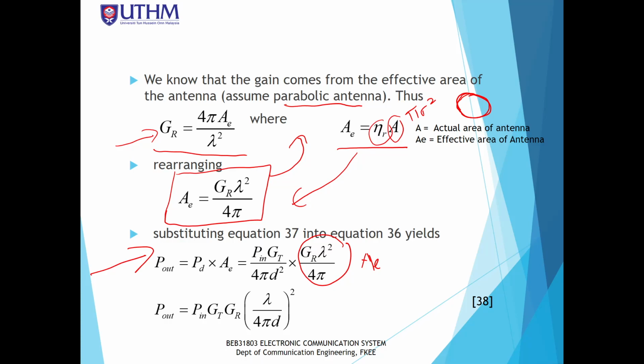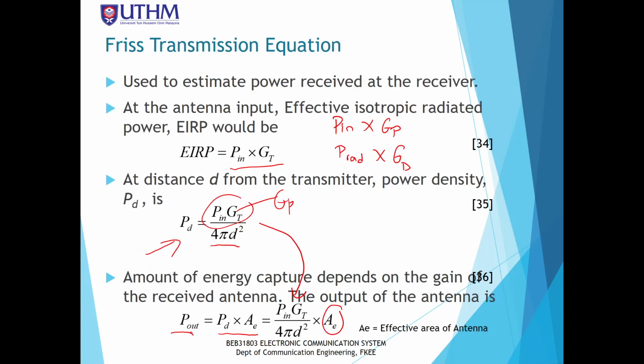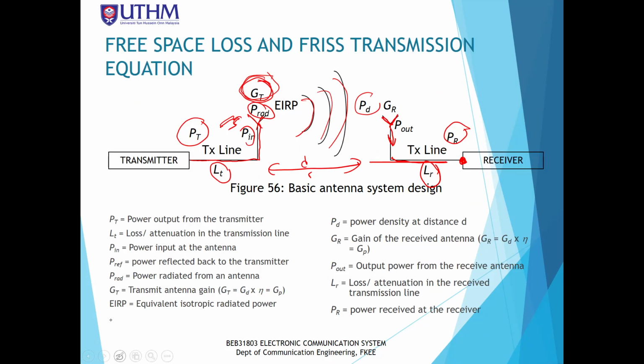So what happened to the equation? It will become like this. P out is equal to P in GT GR multiplied with square in bracket lambda over 4 pi d square. So this is the general equation for the P out. Di mana P out? Again, P out is here. So you need to understand about this. P out is the output power from the receiving antenna. Dia adalah keluaran daripada receiving antenna.